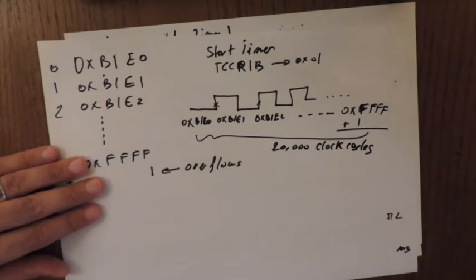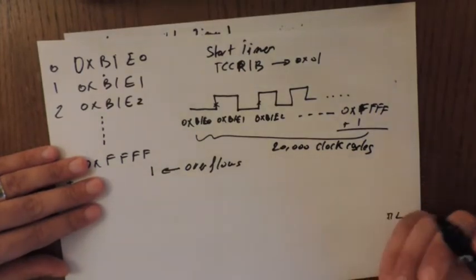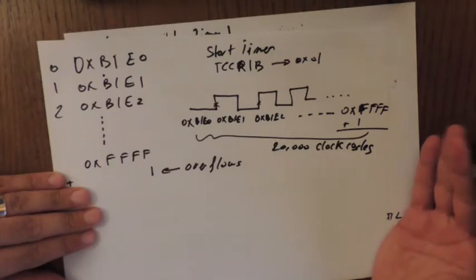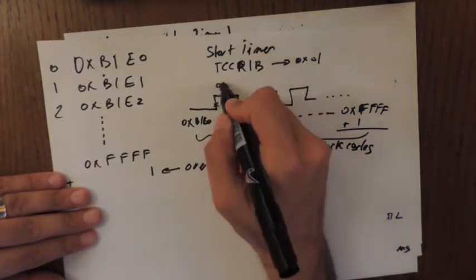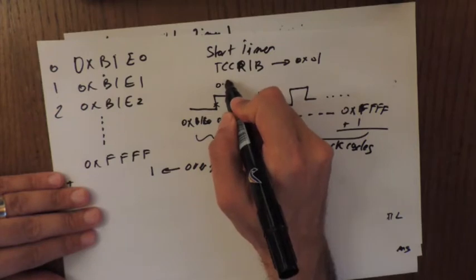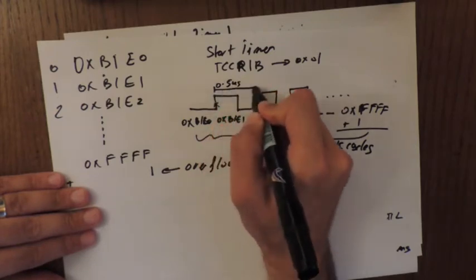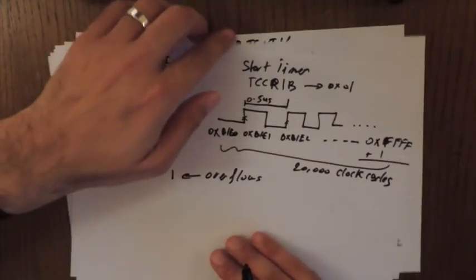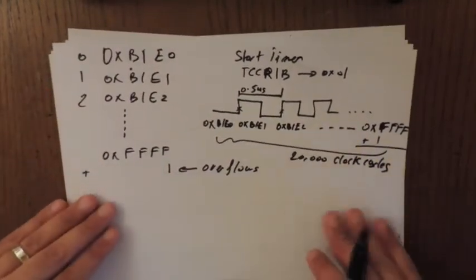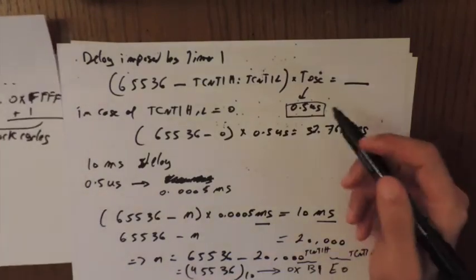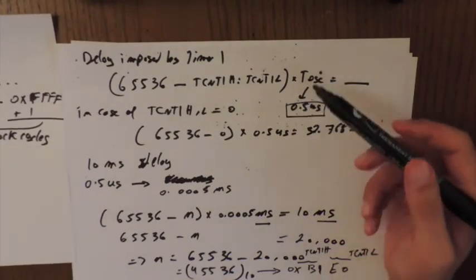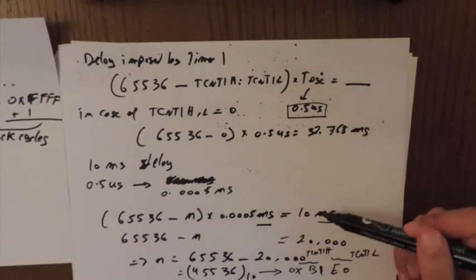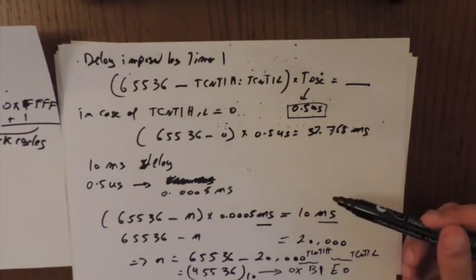If you take these 20,000 clock cycles and multiply them by the time period, which is 0.5 microseconds, we get a 10 millisecond delay. So this is how we set up the timer for a specific delay. We can change the oscillator. If it's, let's say, 16 megahertz or 8 megahertz, then this value changes, and I can give you, okay, I need 2 milliseconds, 3 milliseconds.